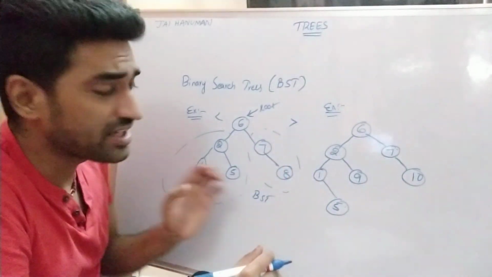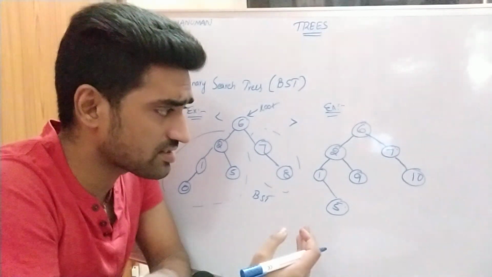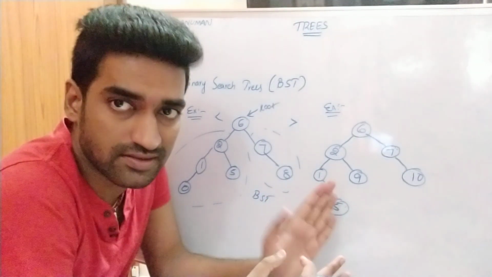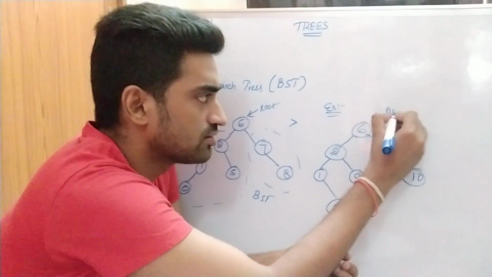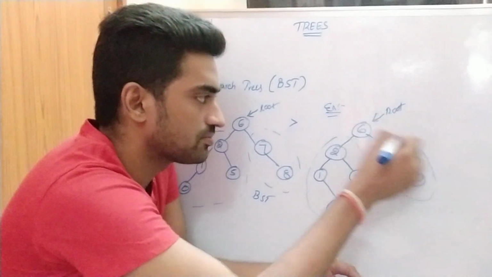This is a binary tree. Why? Because it contains all the properties that are satisfied by the binary search tree. So that's why this tree is said to be a binary tree, right? But it is not a binary search tree. Why? Because though this is the root, this is the left subtree, this is the right subtree, right?